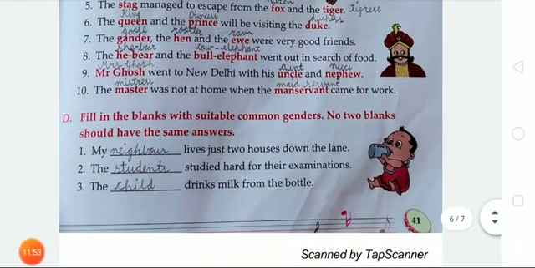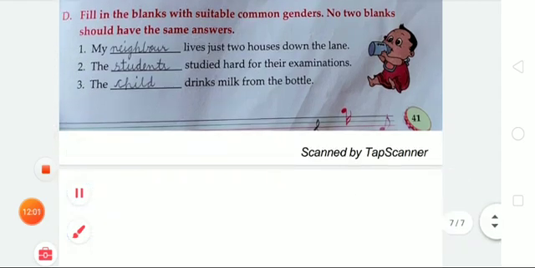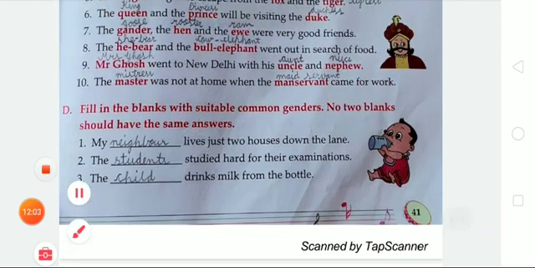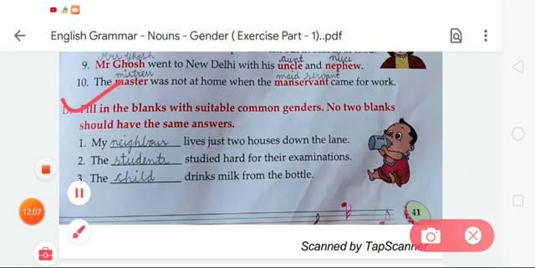Now we're moving to the next exercise, that is exercise D. What will we do in this exercise D? So dear students, in exercise D the task is to fill in the blanks with suitable common gender words. No two blanks should have the same answer. Here is the instruction for you: no two blanks should have the same answer, and you have to fill in the blanks with the suitable common genders.